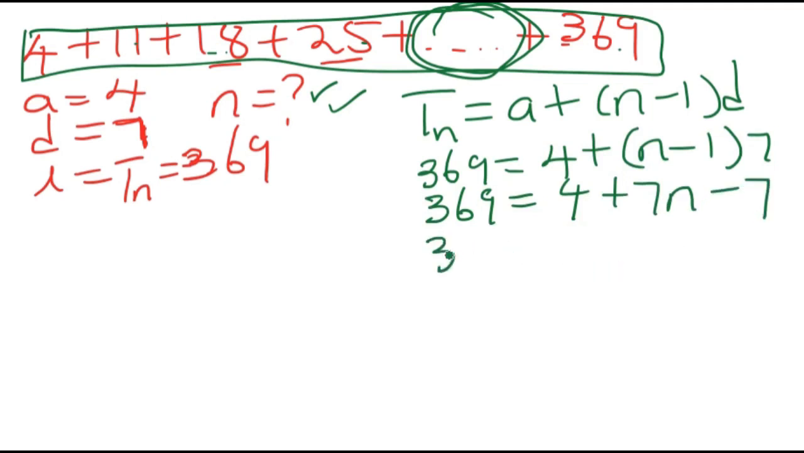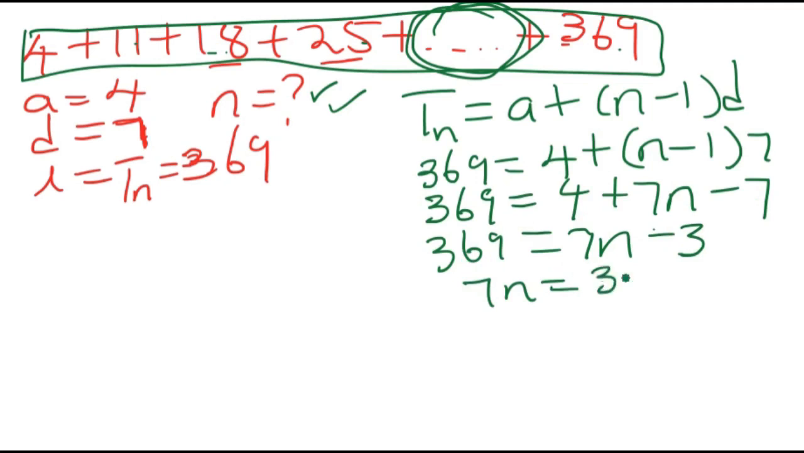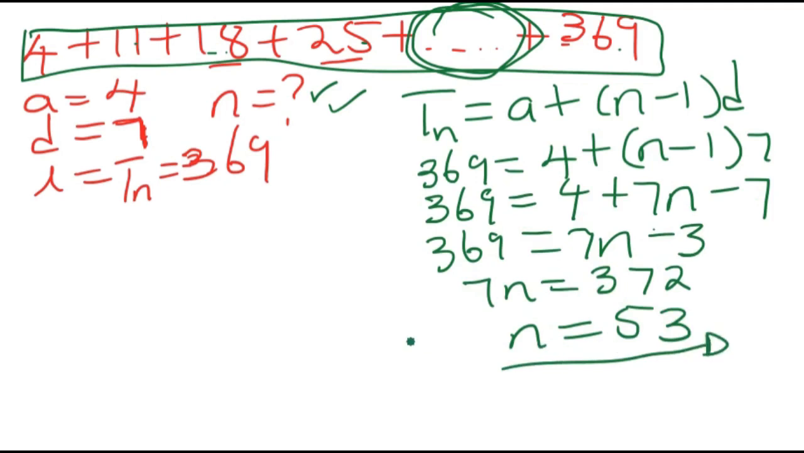We have got 369, which is equal to 7n minus 3. Now 4 minus 7, that will give you what? Minus 3. Okay, so you'll have 7n is equal to, when you take minus 3 to the other side, 372, right? Now n is equal to 53. When you divide the left hand side and the right hand side by 7, you get 53. Right, so let's go back now.